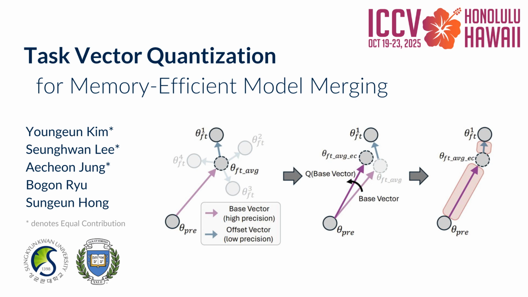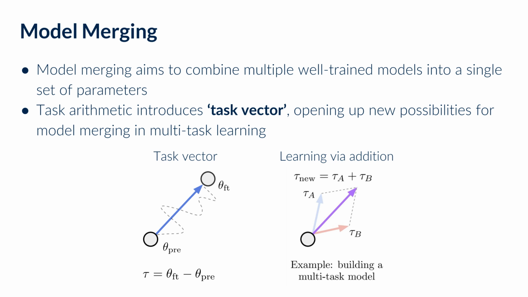This work introduces our paper titled Task Vector Quantization for Memory Efficient Model Merging, also known as TVQ. Model merging holds immense potential. By consolidating multiple expert models into a single one, it enables the performance of diverse tasks for the inference cost of a single model, eliminating the need to run multiple models in parallel, like an ensemble.